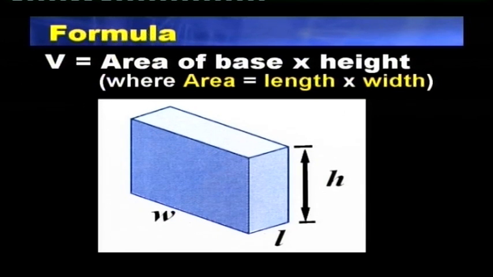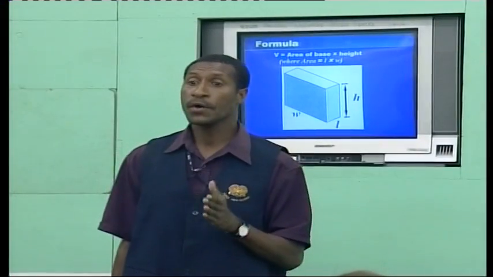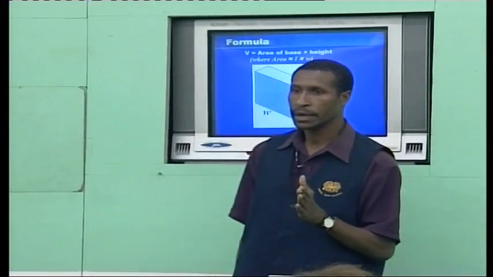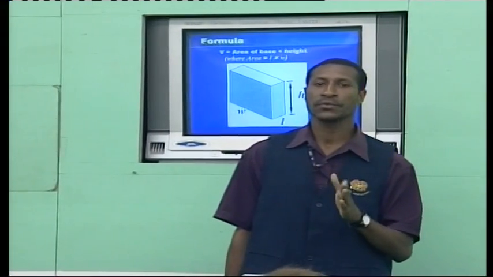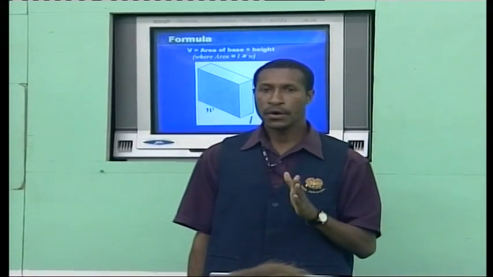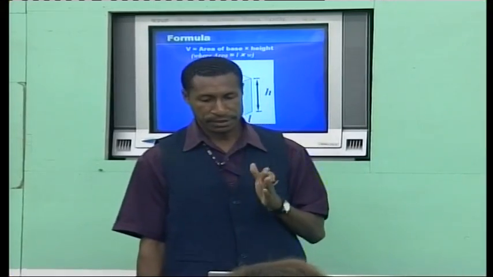What do I have on the screen for you? Can you read from the screen? Volume is equal to area of base times height, where area is equal to length times width. That's the formula that you use to find the volume of a rectangular prism. Okay? We can use the same formula to find the volume of a prism.